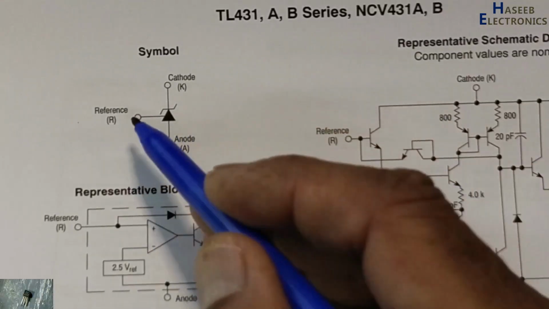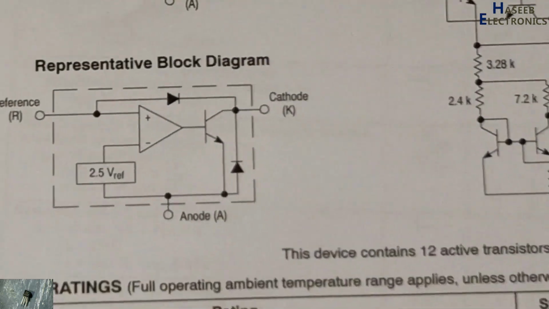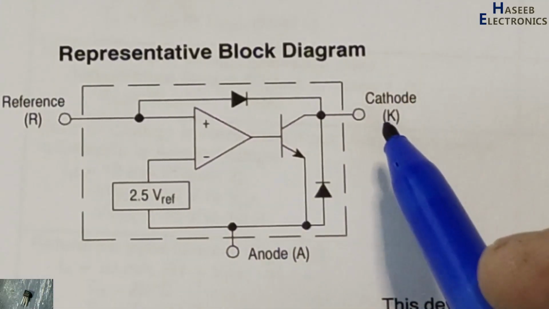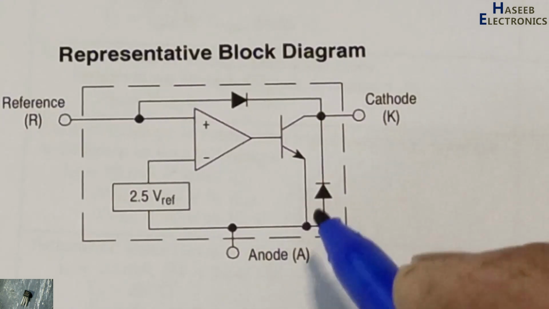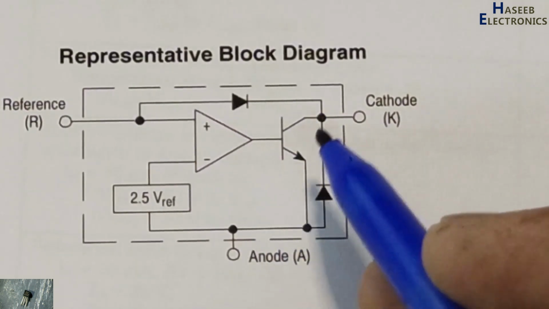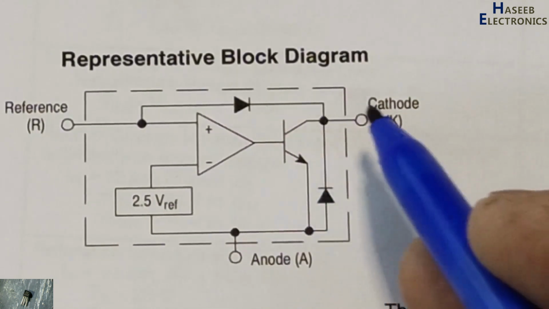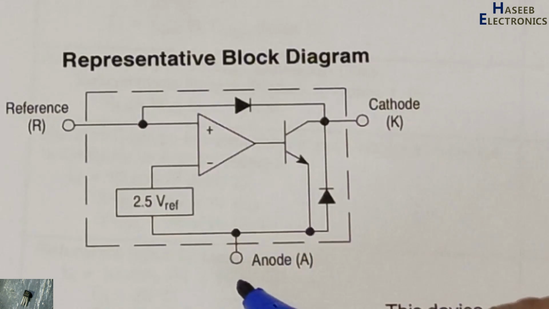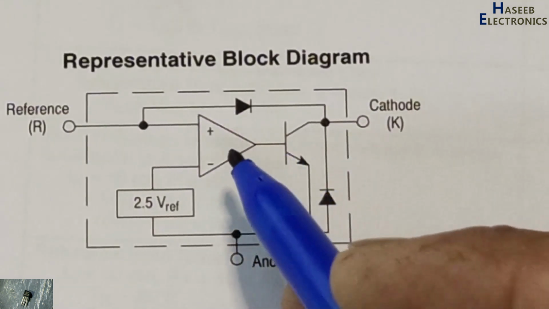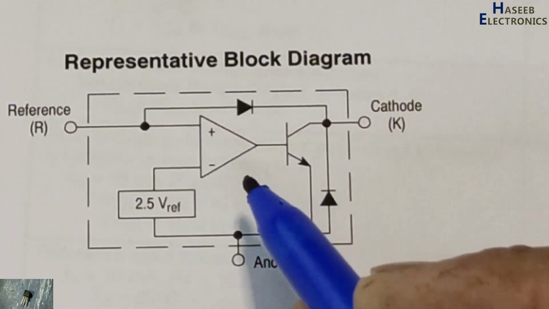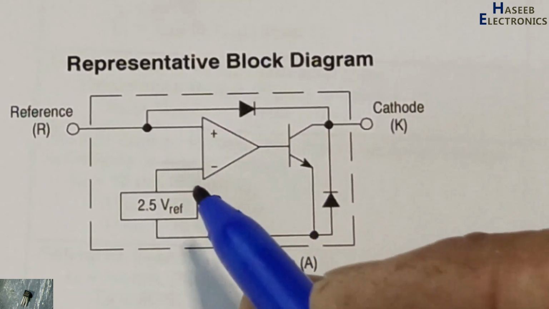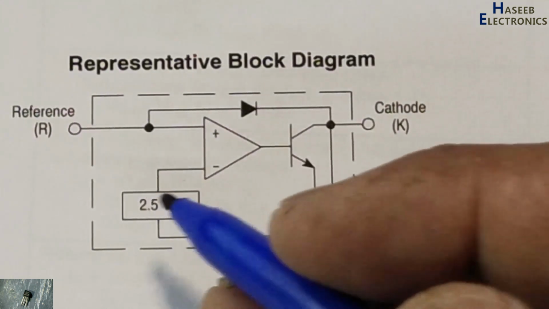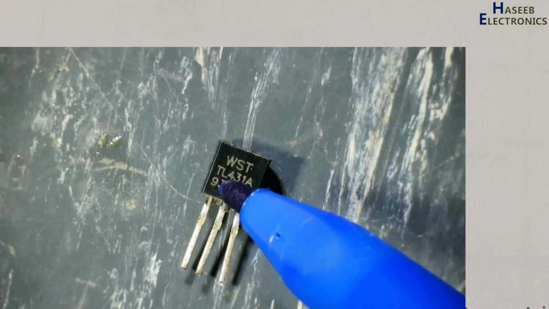Cathode, anode, reference. If we see its block diagram, equivalent circuit, this is the reference pin, this is cathode, this is anode. But when we see, there is no zener diode inside. Here is a transistor. Collector is connected to the cathode pin, emitter is connected to the anode pin. Base of this transistor is being controlled by an operational amplifier or comparator. Inverting pin is connected to a 2.5 volt reference, that is built into this component.